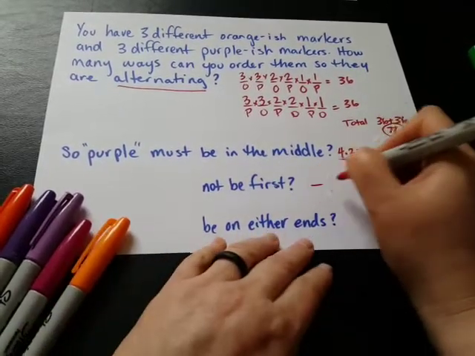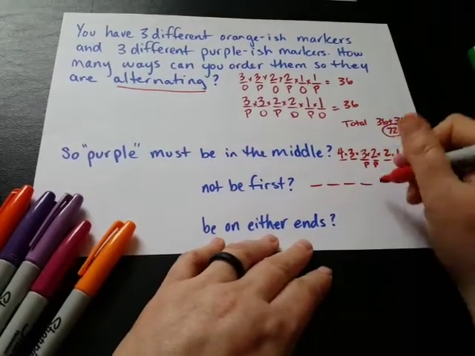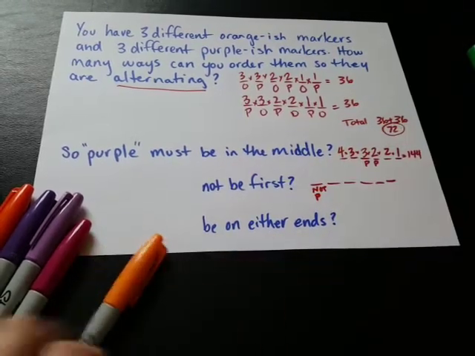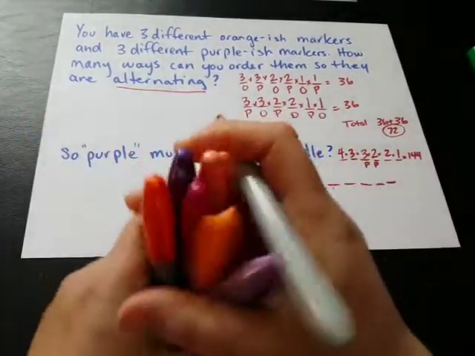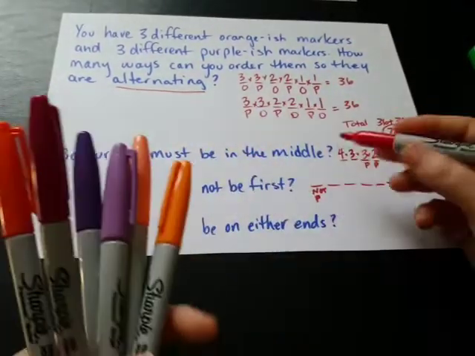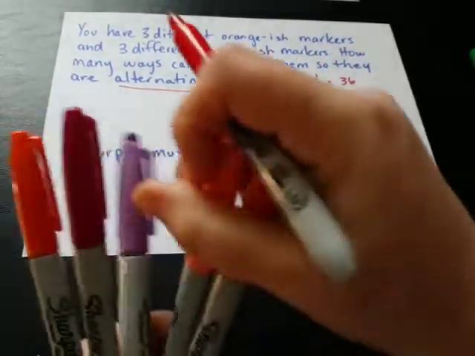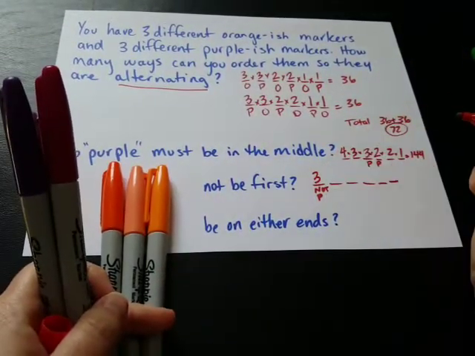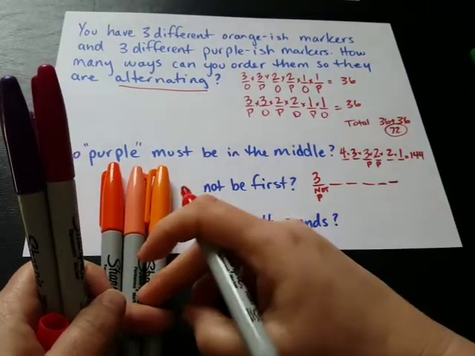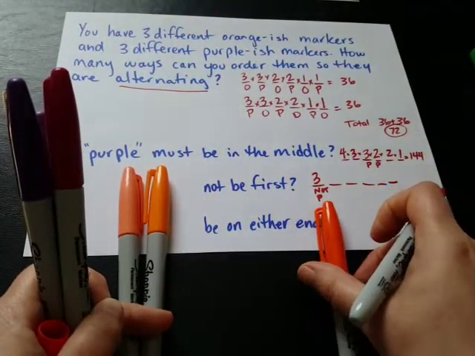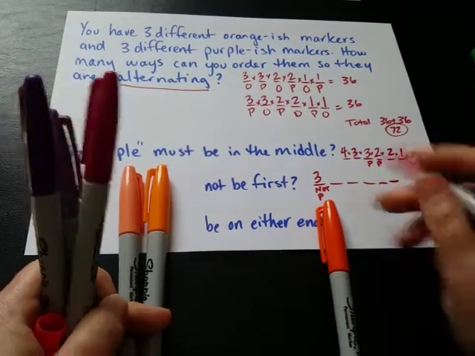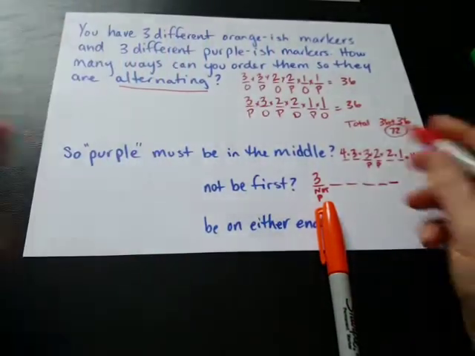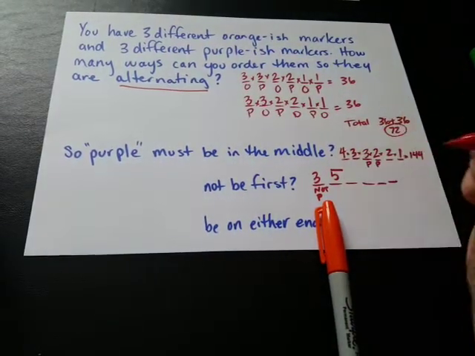How could we arrange them so that a purple-ish one is not first? So what do we have here? How many options do we have for this spot? Well, there's 3 options of markers that are not purple, so we could put any one of those 3 down in the first spot. Then in the next spot, there's no restrictions, so we're back to having our full choice. We'd have 5 markers to pick from for the second.